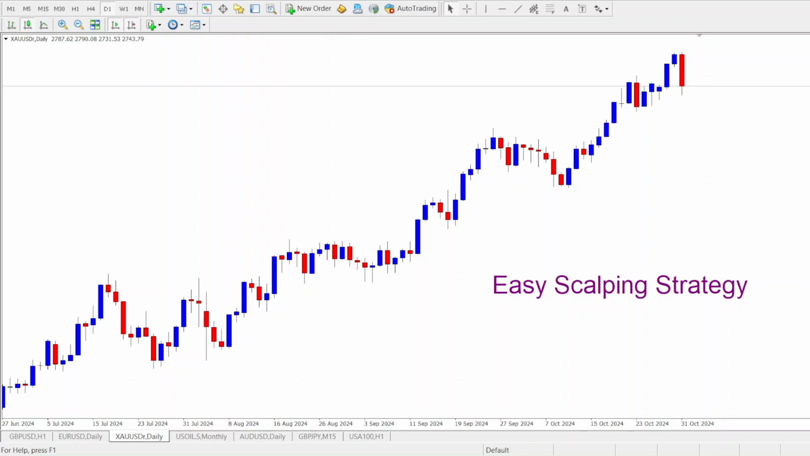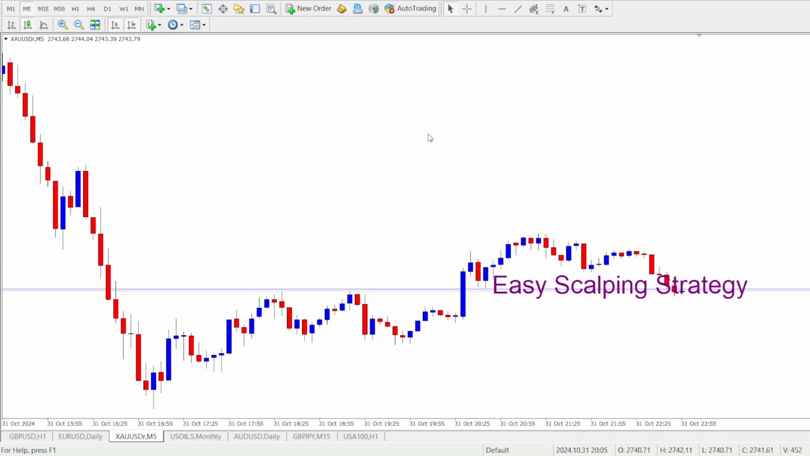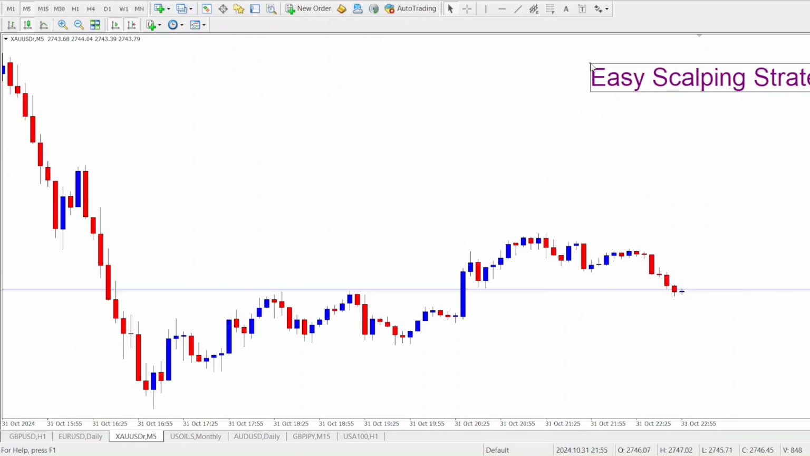Let's start with setting up our chart. For this strategy, we are using the 5 minute chart, so I'm going to the 5 minute time frame. It's quick enough for scalping, but doesn't give us too much noise. Unlike the 1 minute, there are some scalpers that use the 1 minute time frame, but there is a lot of noise on the 1 minute. The 5 minute still has its own noise, but not compared to the 1 minute.